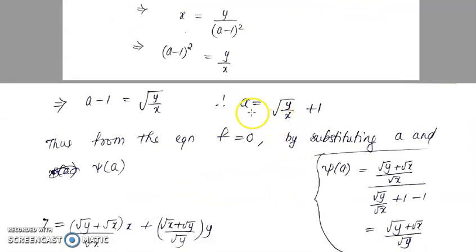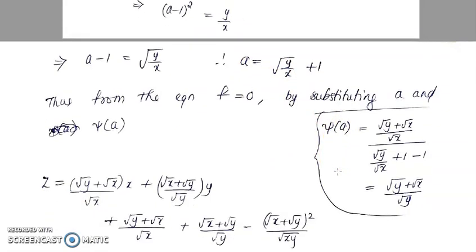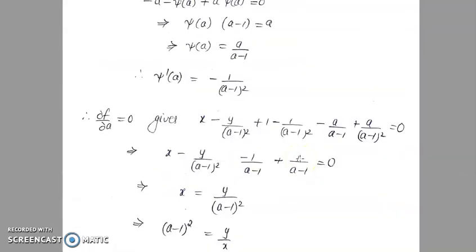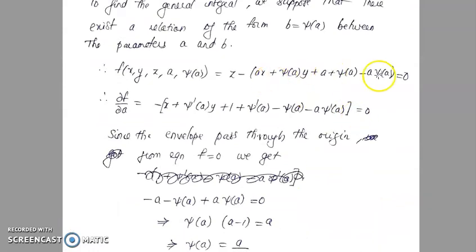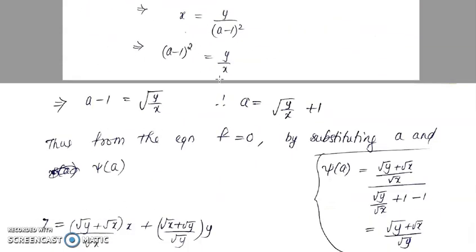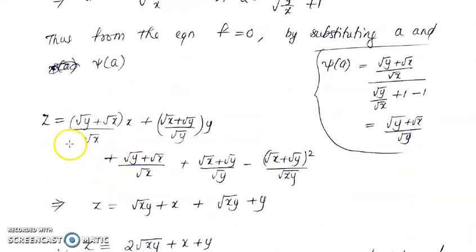Okay, so we got the value of a. From that I can find ξ(a). Now I have obtained the value of a in terms of x and y. Similarly, ξ(a) will be (√y + √x)/√y. Now we can substitute this in the equation. Our aim is to eliminate a. So we have obtained a and ξ(a) in terms of x and y. So substitute in the equation f = 0. On substituting in the equation f = 0, this is what you are going to get.